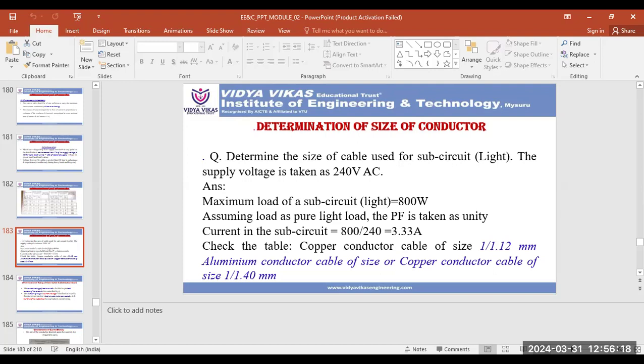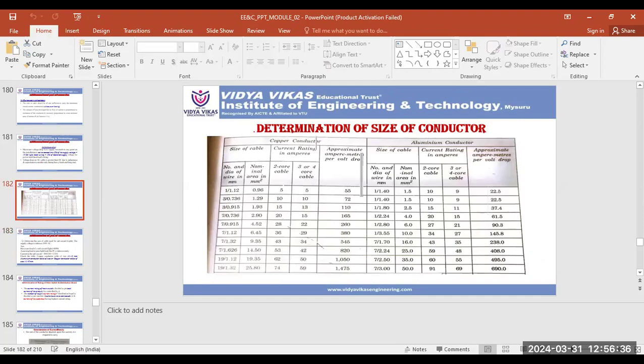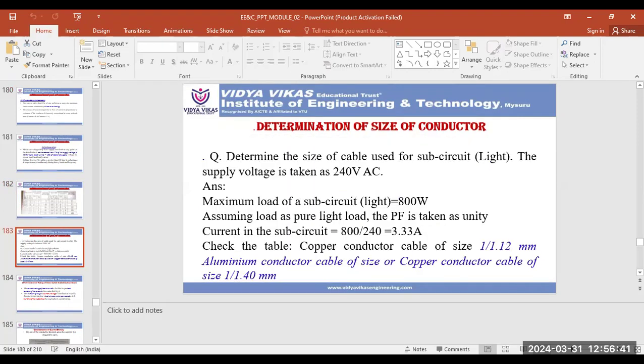Current in the sub-circuit is 800 divided by what? What is the formula to find out the current? Here we know power and voltage: P is equal to V into I. So we need to find I, which is equal to P by V. 800 divided by 240 is equal to 3.3 ampere. Check the table. What is the answer here? We are going to get 3.3 ampere.